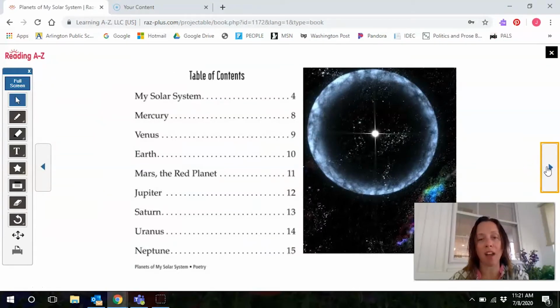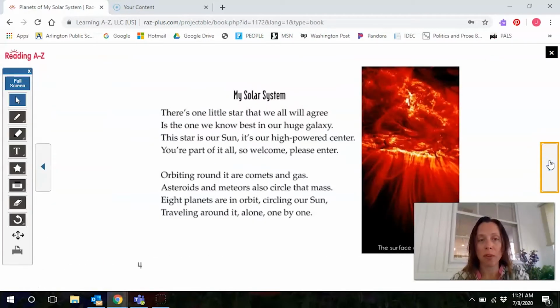Here's the table of contents. You can see that there's many chapters. My Solar System, Mercury, Venus, Earth, Mars the red planet, Jupiter, Saturn, Uranus, and Neptune. We're going to start with Mercury. So you can go back and read My Solar System.